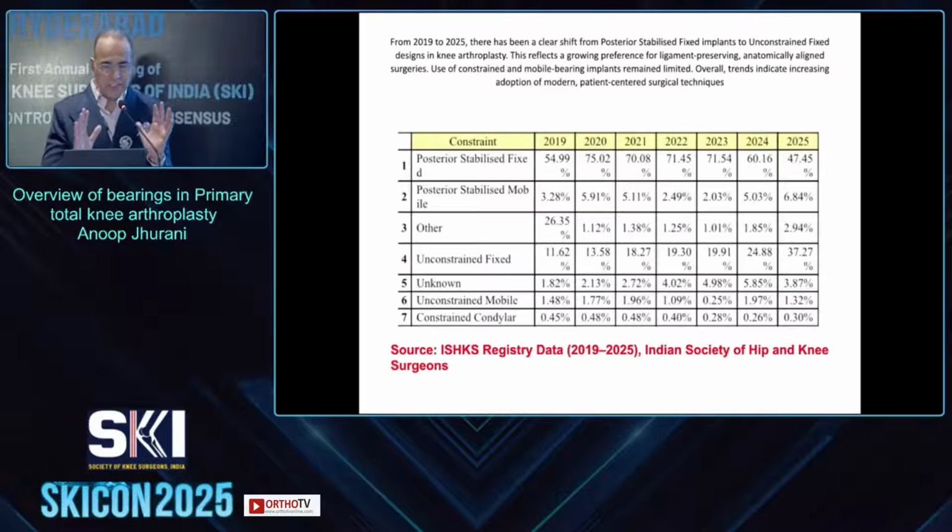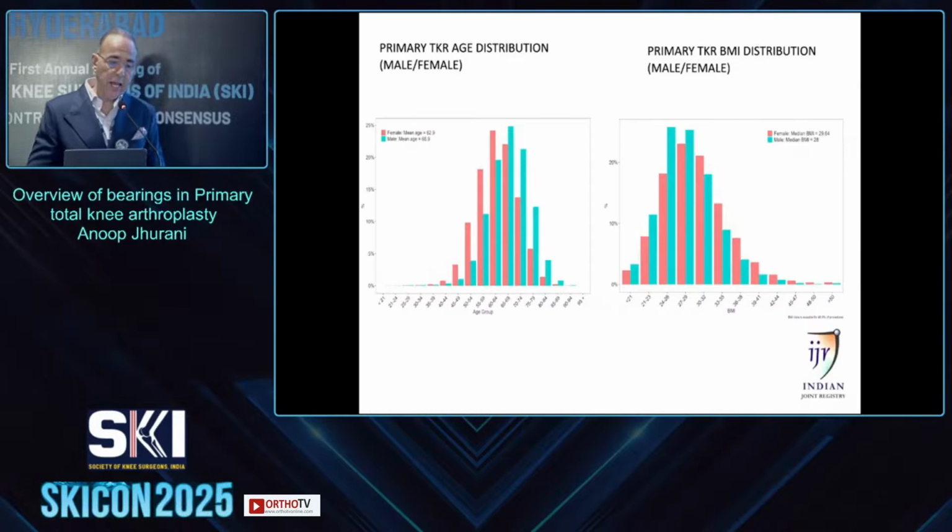If we look at the Indian registry data, I requested Dr. Pachore for this data, and you can see the row number 4, which is unconstrained fixed. So even in India, almost 40% of our bearings are CR now, or some form of unconstrained without cutting the box and cam. Further going into the Indian registry data, you can see that our women population, the younger women population, is increasing. So ladies in 50s, early 60s are coming, and their BMI is also increasing. So we have younger patients with higher BMI, with less bone density coming for knee replacement.